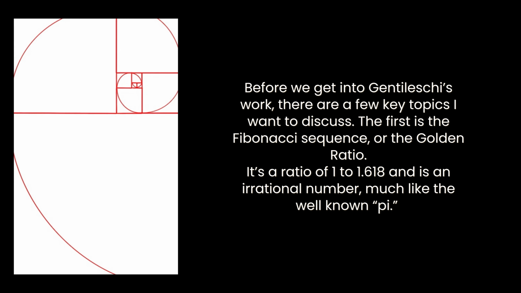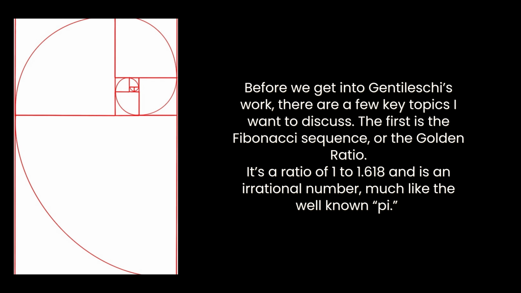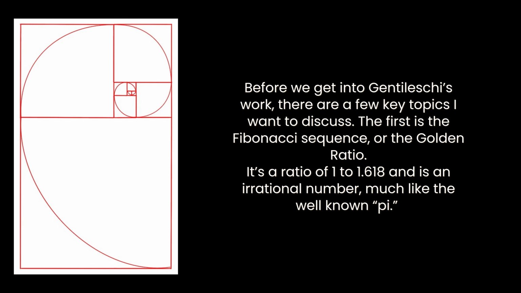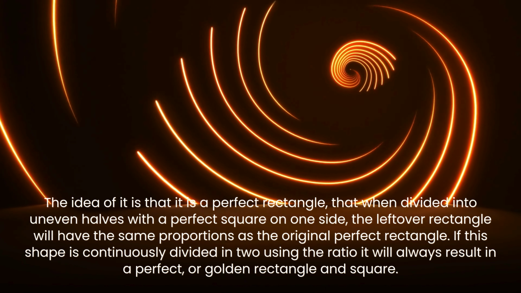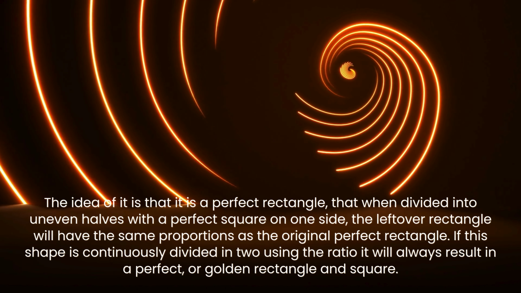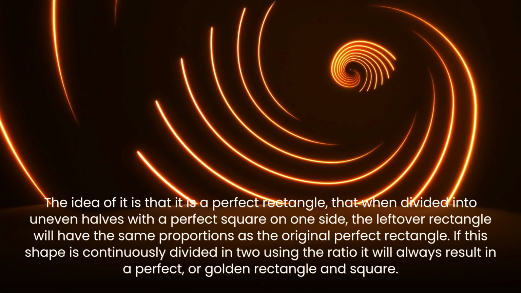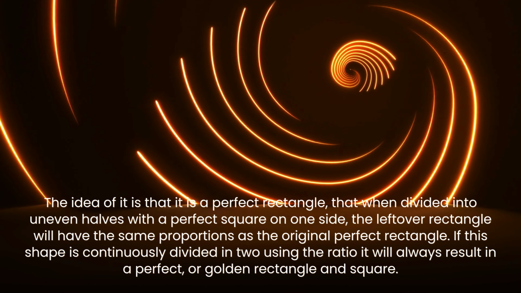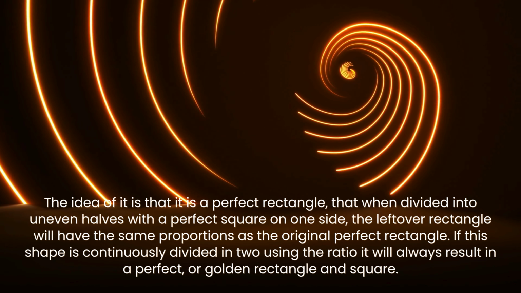Before we get into Gentileschi's work, there are a few key topics I want to discuss. The first is the Fibonacci sequence, or the golden ratio. It's a ratio of 1 to 1.618 and is an irrational number, much like the well-known pi. The idea of it is that it is a perfect rectangle that when divided into uneven halves with a perfect square on one side, the leftover rectangle will have the same proportions as the original perfect rectangle.